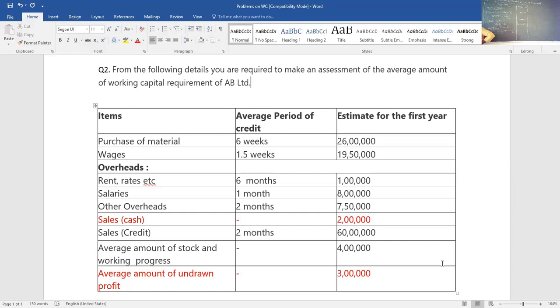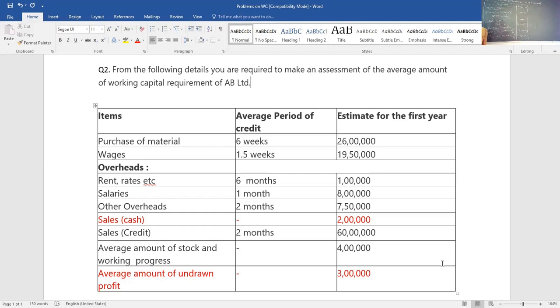How much are you getting? 3 lakhs. Okay. So which is the next liability we have? Wages. So you call that outstanding wages, because you have not yet made the payment. How much is outstanding wages? 19,50,000 into 1.5 divided by 52. How much? 56,250. Okay.